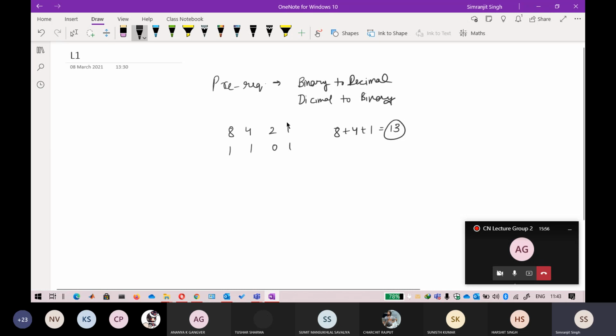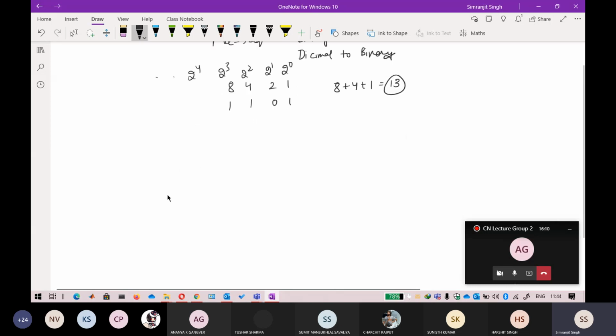This particular thing is 2 raised to power 0, 2 raised to power 1, 2 raised to power 2, 2 raised to power 3, 2 raised to power anything. Whatever the number, you can extend this to 2 raised to power anything. Now see this particular point.